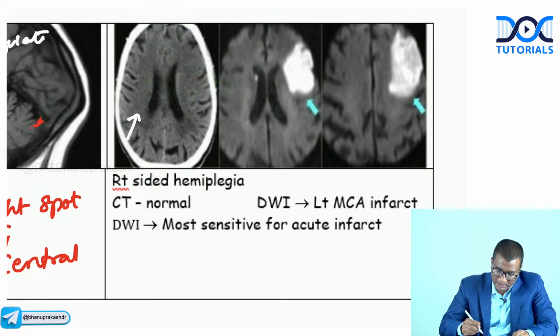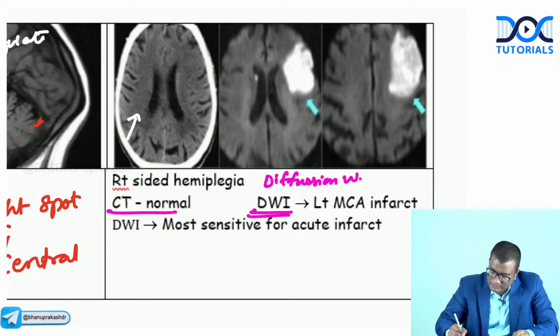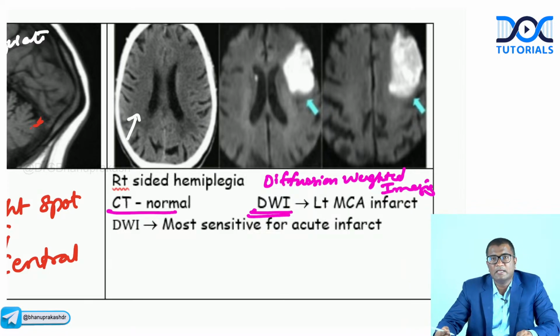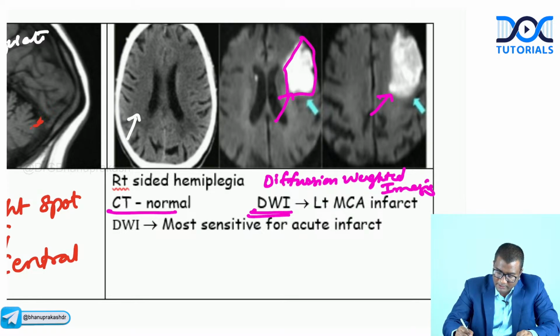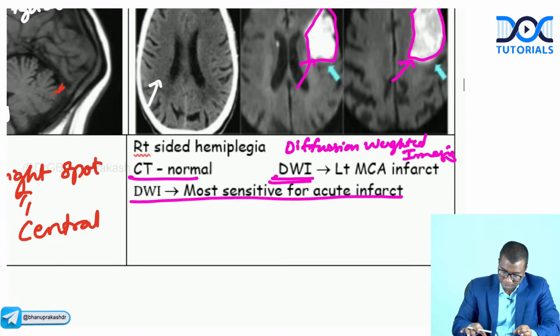So when the CT is appearing normal, we advise a sequence of MRI called diffusion weighted imaging. This is the most sensitive technique to look at acute infarcts, and you're seeing a very classic wedge-shaped area involving the gray-white matter interface in the left MCA territory, telling you it is a left MCA infarct. So the most sensitive for acute infarct is diffusion-weighted MRI.